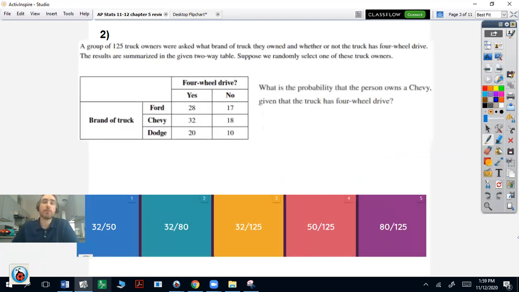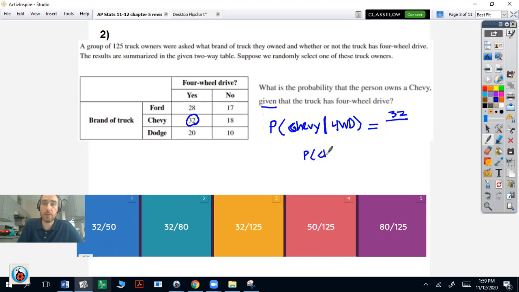All right, same table. The question now changes to: what is the probability that the person owns a Chevy given that the truck has four-wheel drive? So this is the probability of Chevy given four-wheel drive. That's the same as the probability of Chevy and four-wheel drive, which is 32, out of just the four-wheel drive. Remember, it's the probability of Chevy and four-wheel drive over the overall four-wheel drives. That's how you do the givens, divide by the givens.